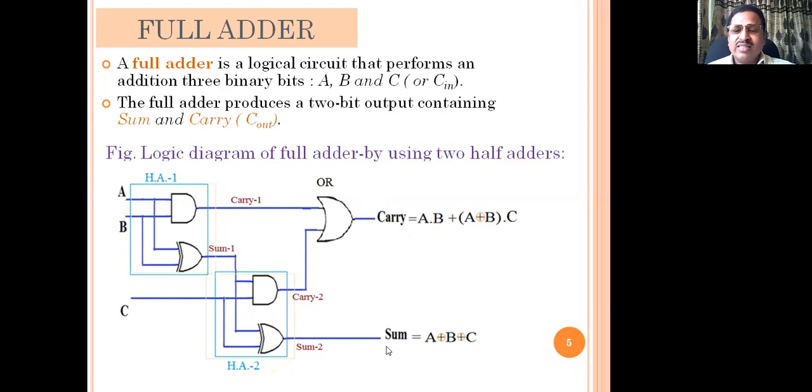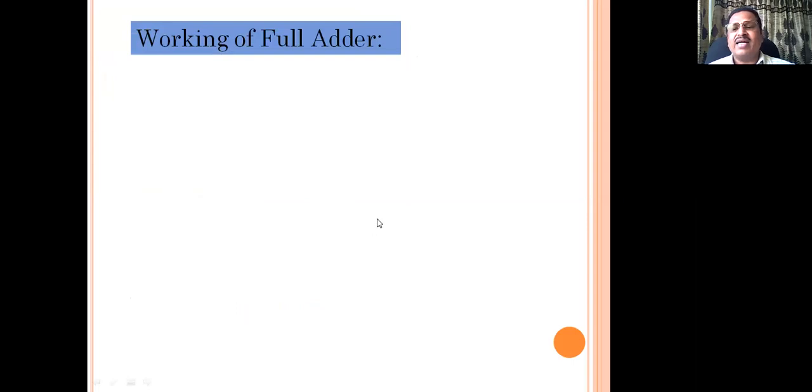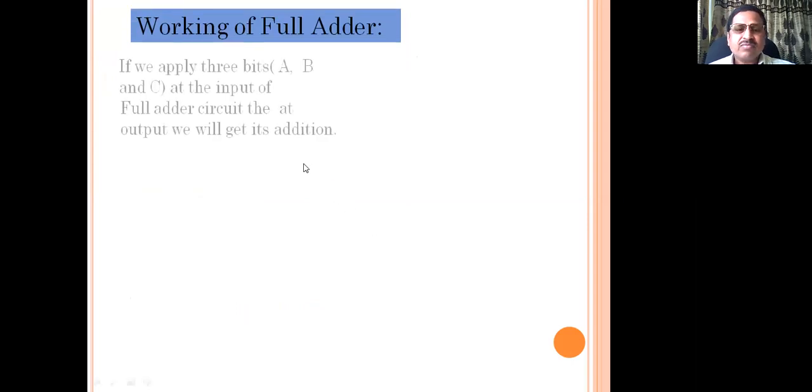Whereas for this sum, the resultant equation can be as output sum 1 is what? A XOR B by this XOR gate. This is the one input. Second is C. So A XOR B XOR C is the resultant output sum for the 3-bit binary addition. Let's see about the working of a full adder, 3-bit binary adder.